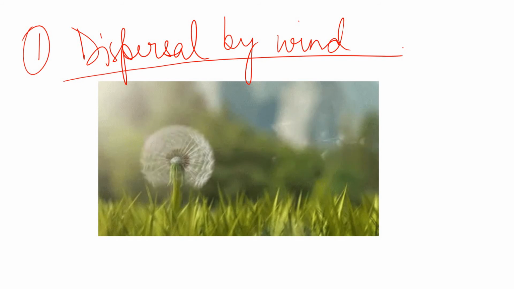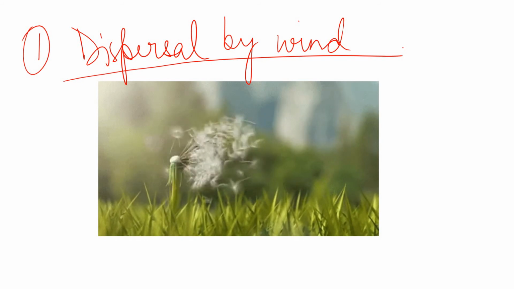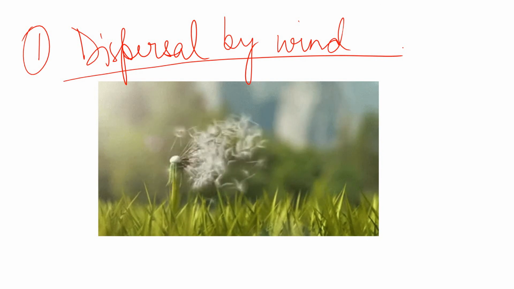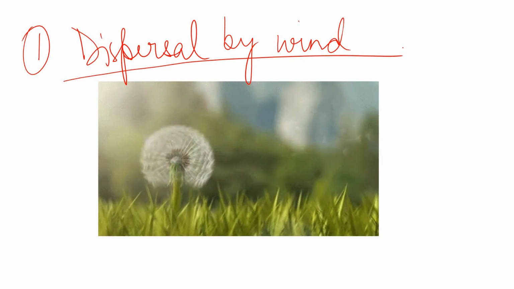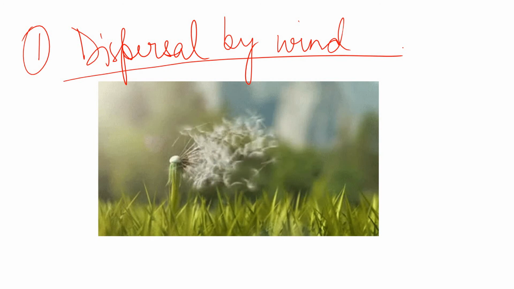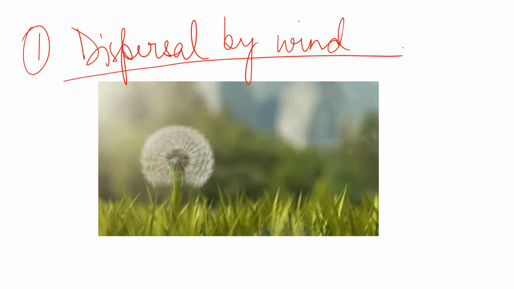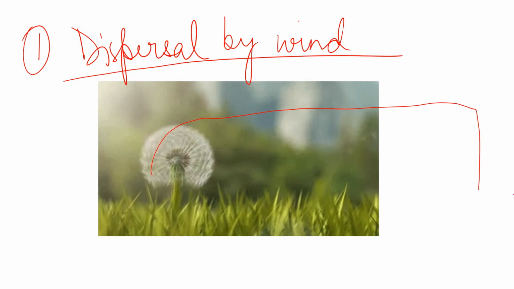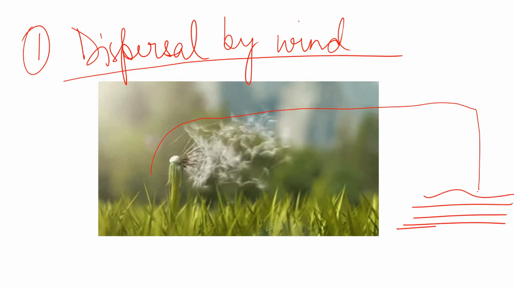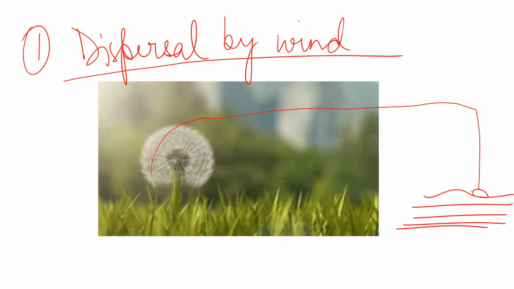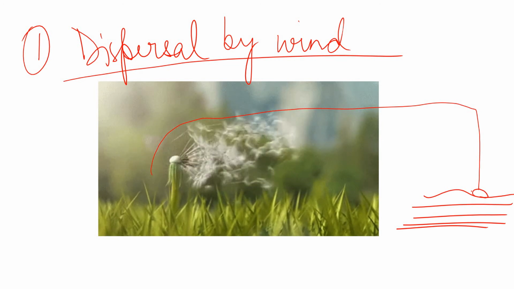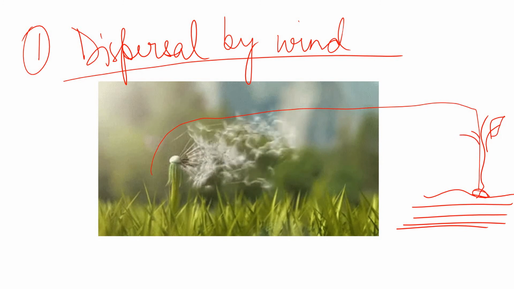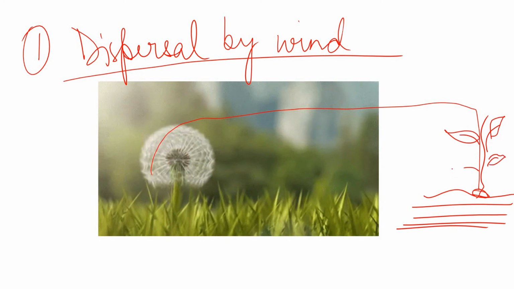When the seeds are dispersed by the wind, some fruits have very light, hairy or wing shaped seeds that get caught in the wind and are easily blown away to far off places where they germinate in fertile soil under favorable conditions. So in this way, certain lightweight seeds will fly, and suppose this is the soil, they'll come and sit here on the soil, and from here a new plant is going to emerge, whenever there is a favorable condition.